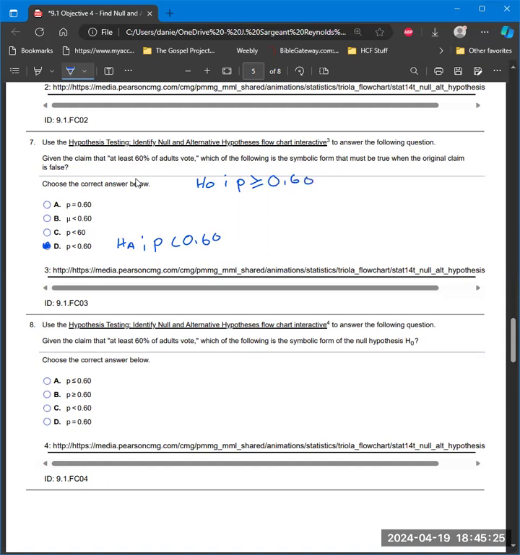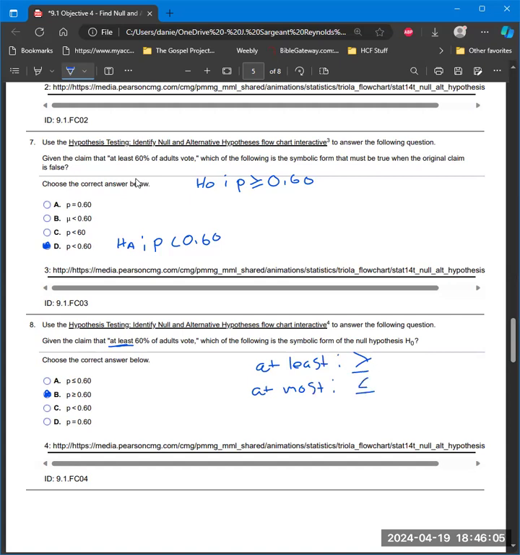All right. Given the claim that at least 60% of adults vote, which is the following is the symbolic form of the null hypothesis? I just said that up there. And so that is here. Again, don't be lazy and always put equal to 60% for the null hypothesis just because it works. Read the problem and it says at least, and at least translates to greater than or equal to, at most is less than or equal to.